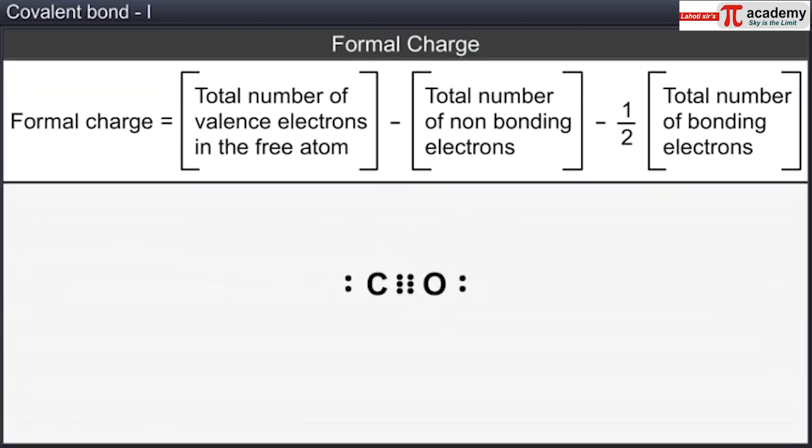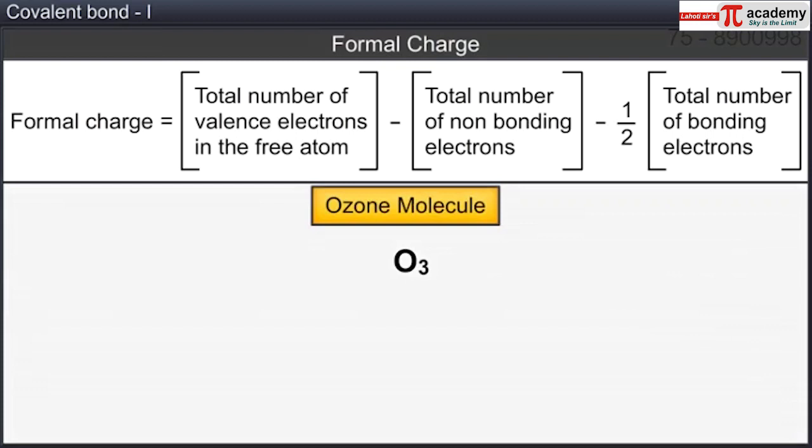While counting the electrons on the atom in a molecule, it is assumed that an atom owns 1 electron of each shared pair and 2 electrons of the lone pair. Let's calculate the formal charge on the oxygen atoms in the ozone molecule.